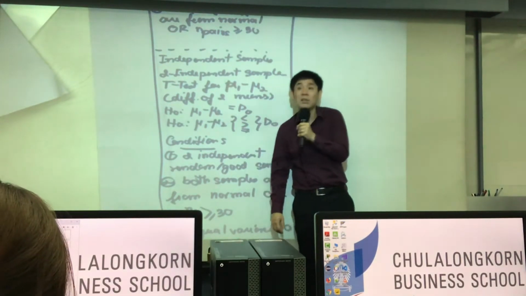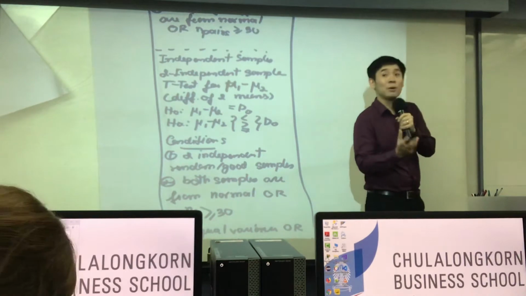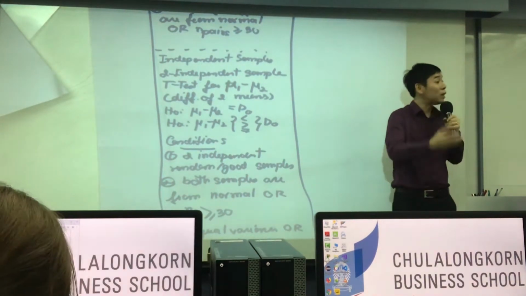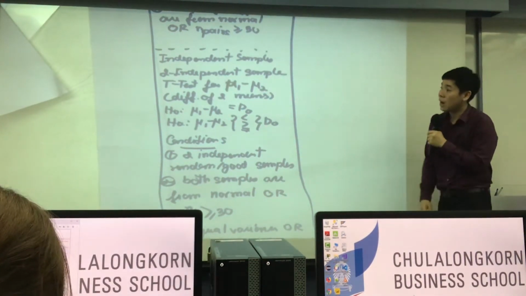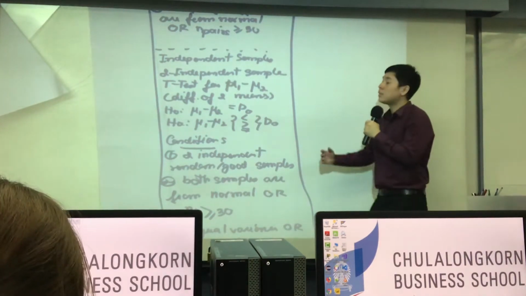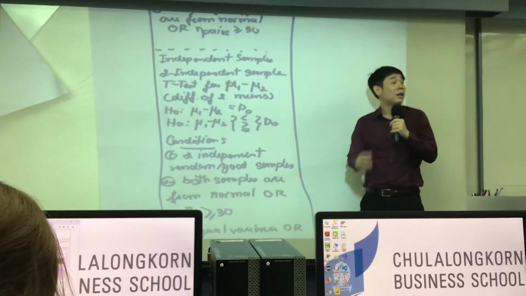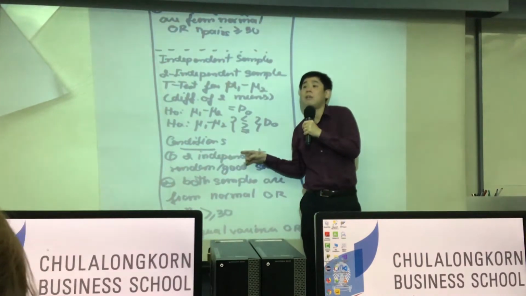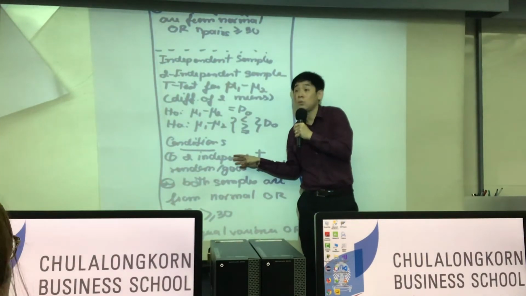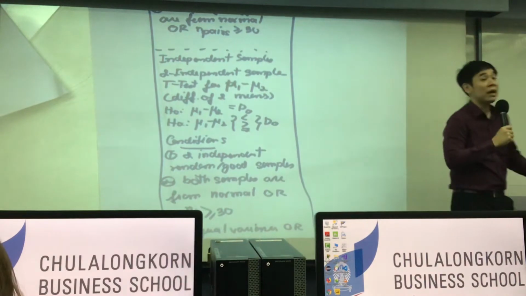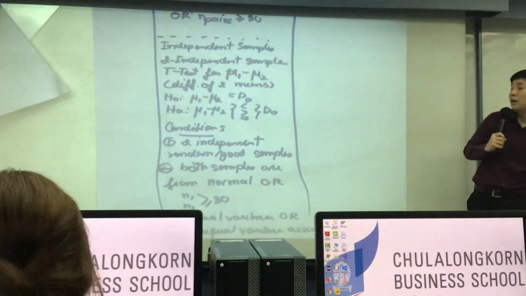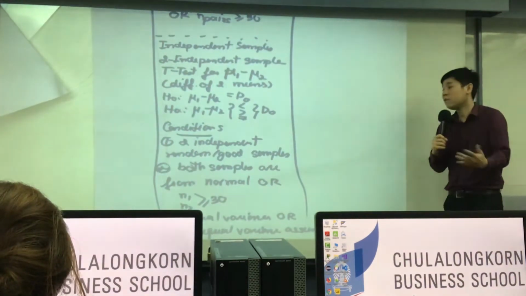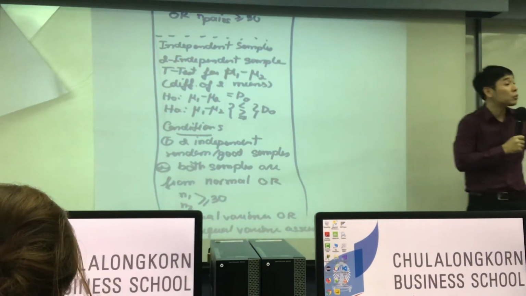Remember that calculating is not a big problem. The big problem is to interpret the results. The conditions for the t-test are pretty much the same, but you apply them on both. The first one is 2 independent random samples. You have to be able to tell why they are independent, why they are random, or if not random, why they are good samples.